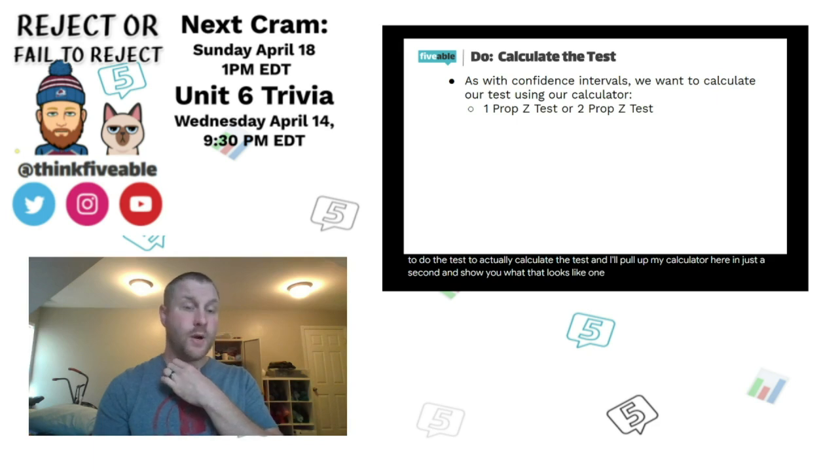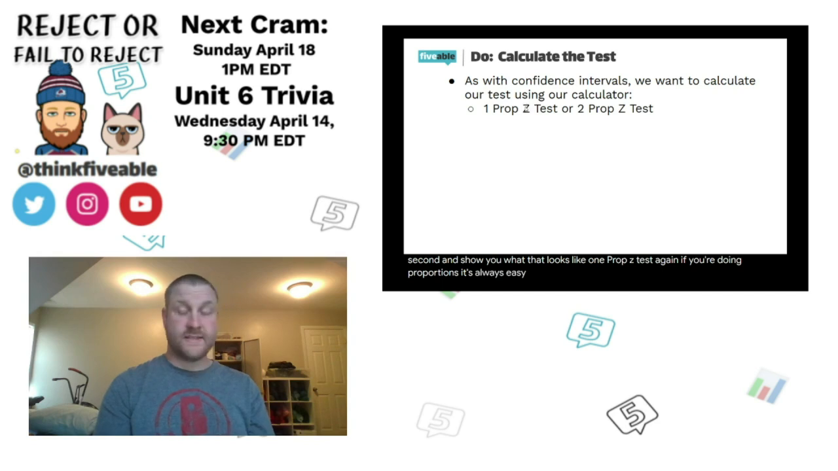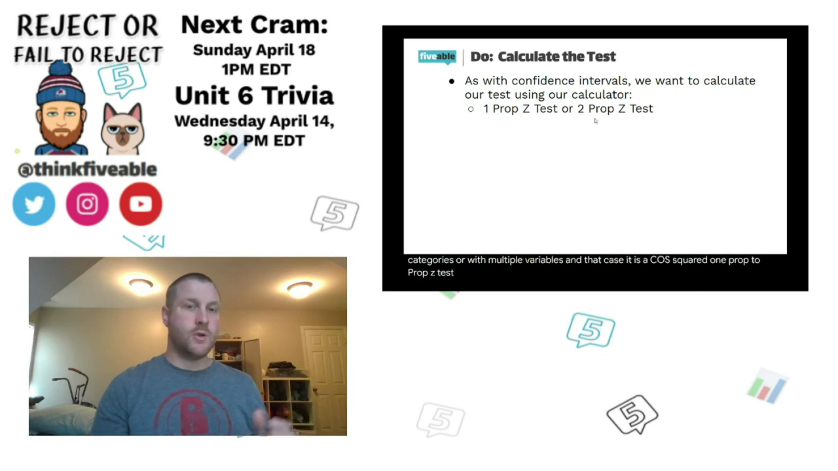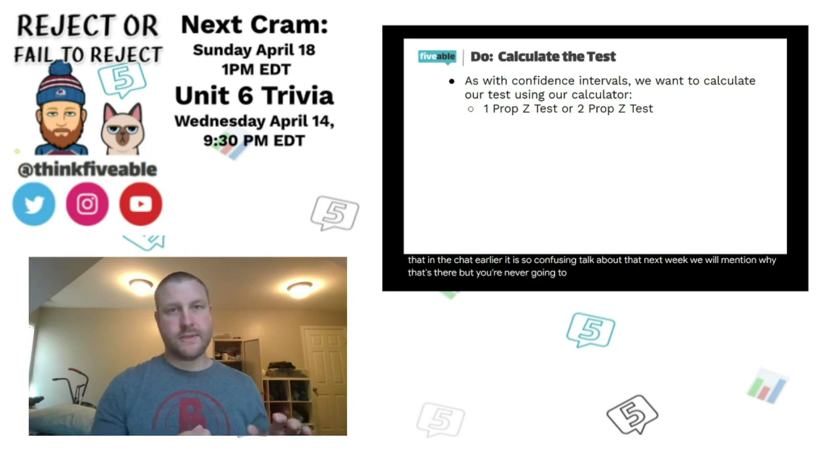So it is a one prop Z test. Again, if you're doing proportions, it's always Z, unless it's one of the weird proportions with multiple categories or with multiple variables. In that case, it is a chi-squared. A one prop, two prop Z test. You're never going to run a Z test without prop in front of it. And we mentioned that in the chat earlier. It is so confusing. And we'll talk about that next week. I'll mention why that's there, but you're never going to use it. It's silly that it's even in there.